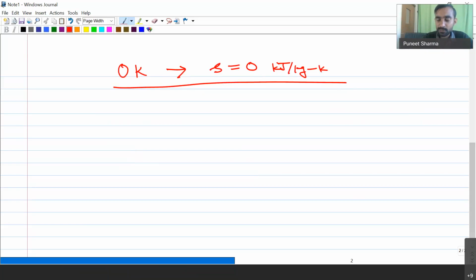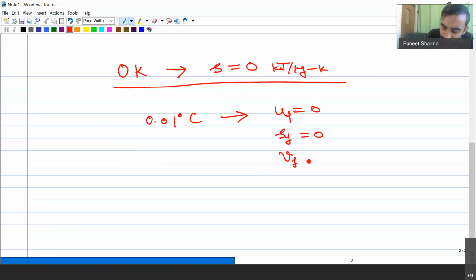In case of steam tables, I already explained to you that the triple point of water, 0.01 degrees Celsius, is considered as the point at which the internal energy of the liquid and the entropy of the liquid are given the value of 0.